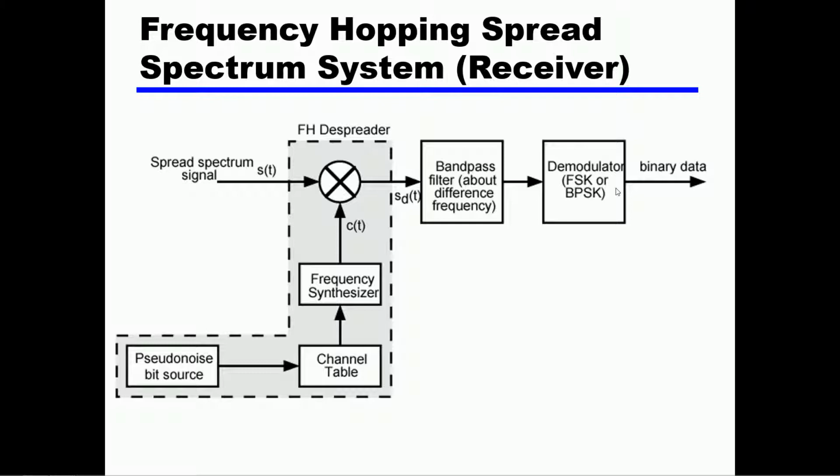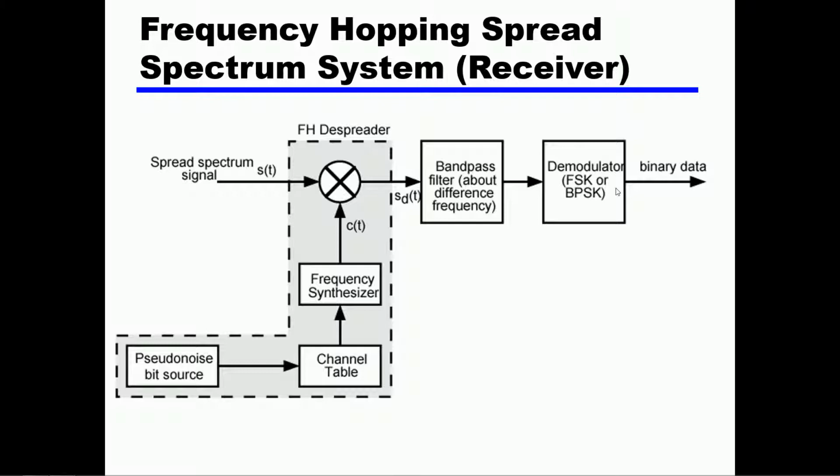For the receiving end, same thing. We have our frequency hopper despreader, which is the opposite of our spreader, and then again our pseudo noise, our channel table, and our frequency synthesizer, so that we can actually decode and demodulate, so that we have our output.